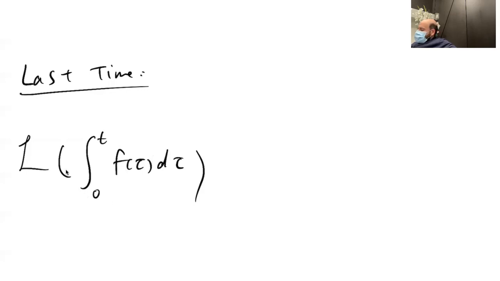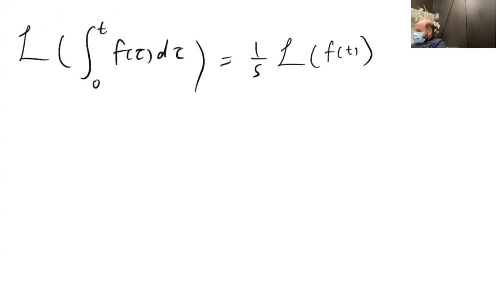Now, the Laplace transform of this function, we saw, can be written as 1 over s times the Laplace transform of f of t itself. And we use this formula to solve integral equations. So the equation is where the integral of some function is involved, and the goal is to find that unknown function. We saw one example last time. Now let's look at another example.